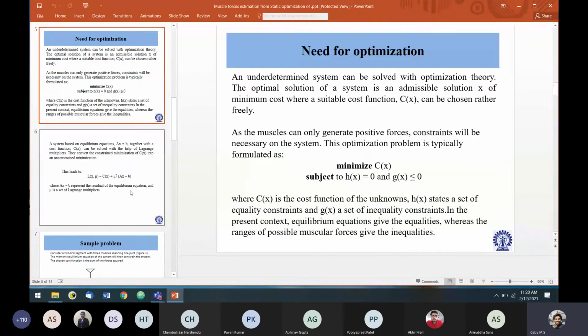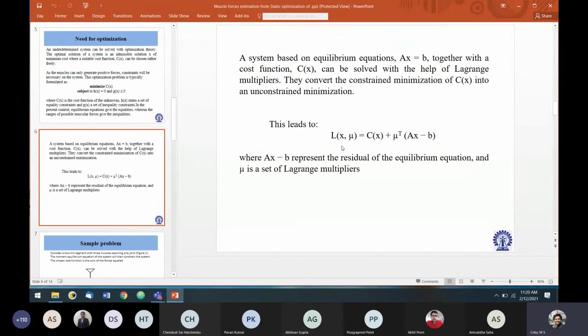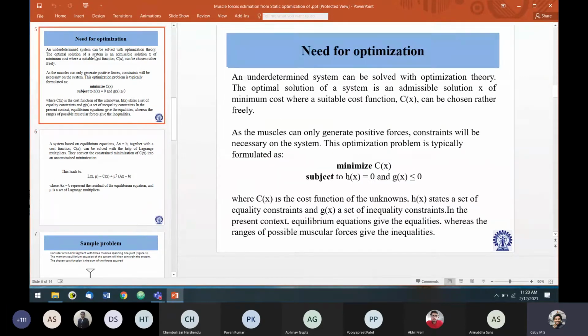Yeah, cost equation, that is c of x. So using Lagrange multiplier, how do we tackle it? Can anyone tell? How do we tackle the optimization problem using Lagrange multiplier?